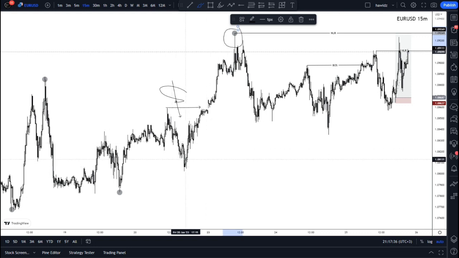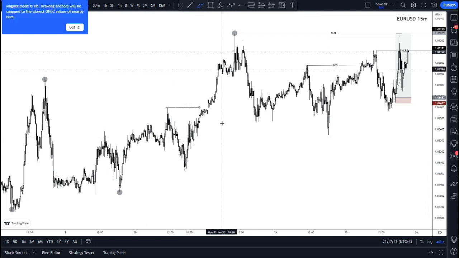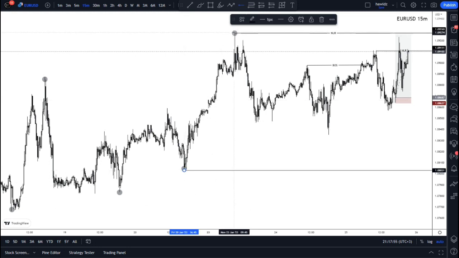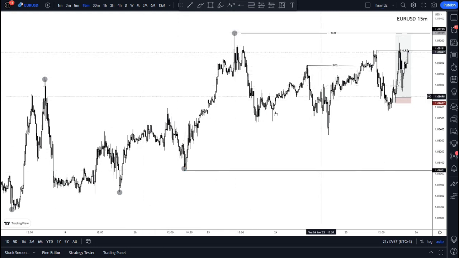So from there, what do we know? We know that this structural high came from this structural low right here. So this is the actual range that we're going to be dealing with. We're basically ranging from this low right here to this high right here. So we're in the middle of this range.